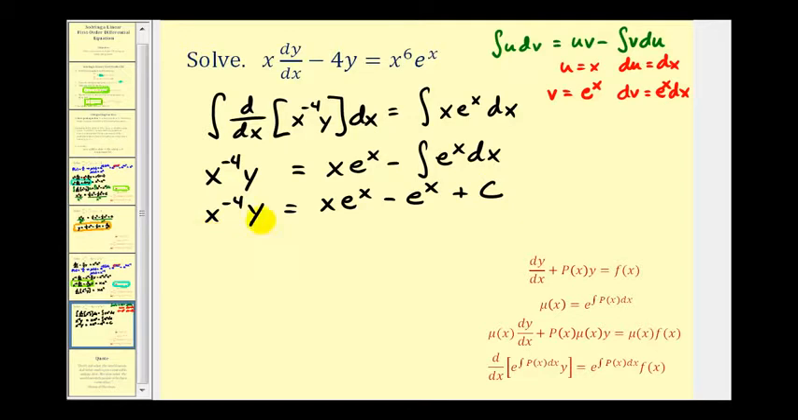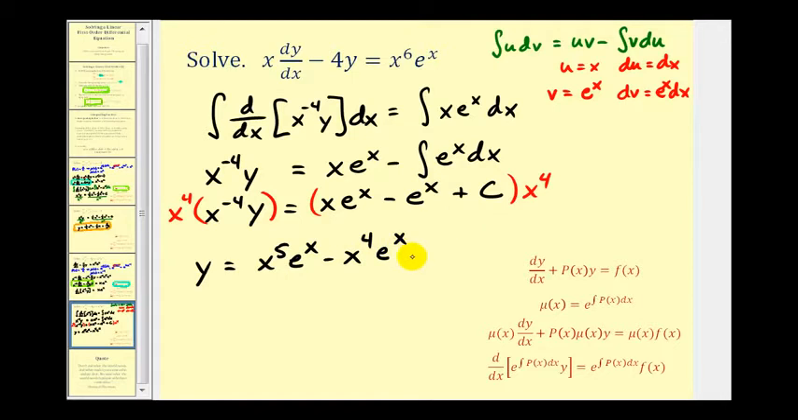Now we could divide both sides by x to the negative 4, but instead let's go ahead and multiply by x to the 4th. Remember, we add these exponents, x to the 0 would be equal to 1. So we have y equals x to the 5th e to the x minus x to the 4th e to the x plus c times x to the 4th.